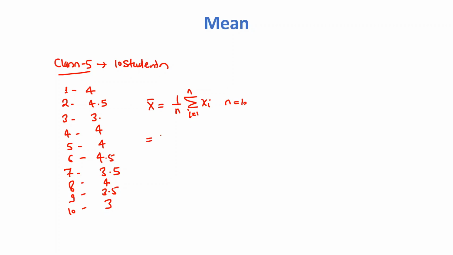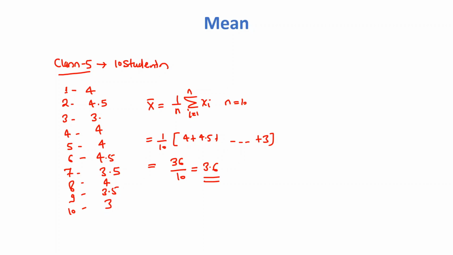So we can calculate it like 1 by 10, add all those values: 4, 4.5 plus 3. This is coming 36 divided by 10. So average height is 3.6 feet. So we can say that the average height of the class 5 students is 3.6 feet. So we use mean to calculate the average value.